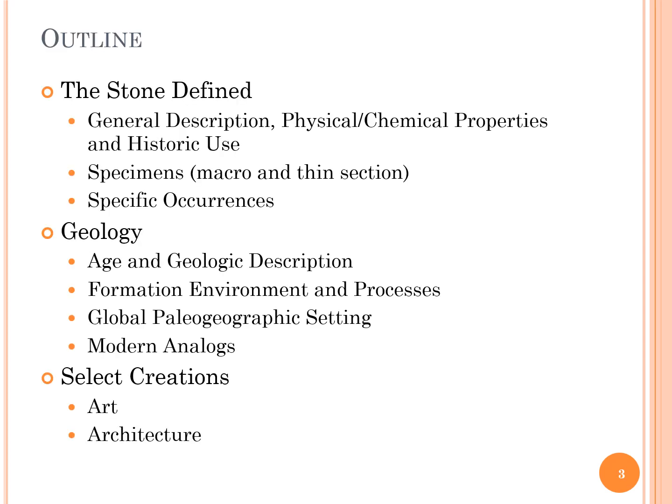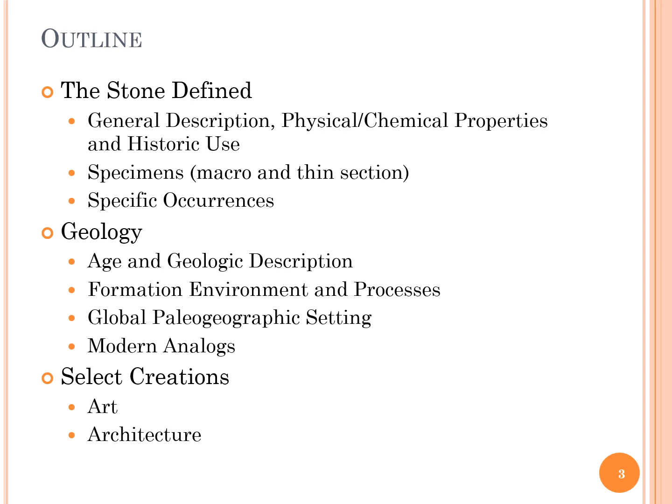And as usual for the Geology of Sculpting Stone series, we'll take a look at three individual sections. We'll start by looking at the stone defined, its general description, physical and chemical properties, and historic use. We'll look at specimens, both large scale and small scale. And we'll take a look at specific occurrences where you could find the stone today.